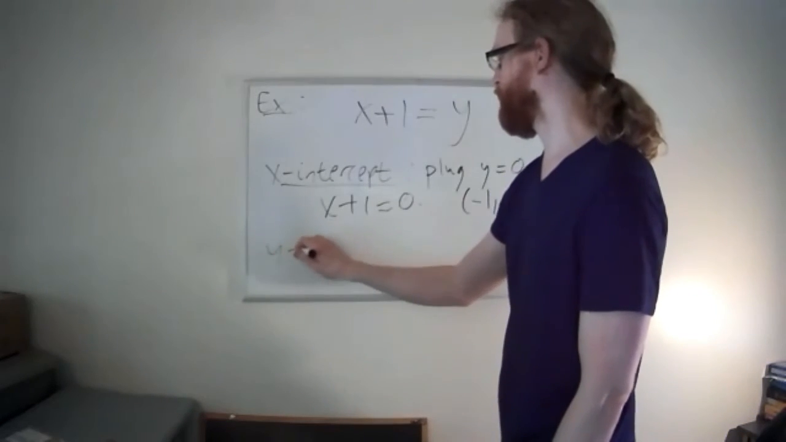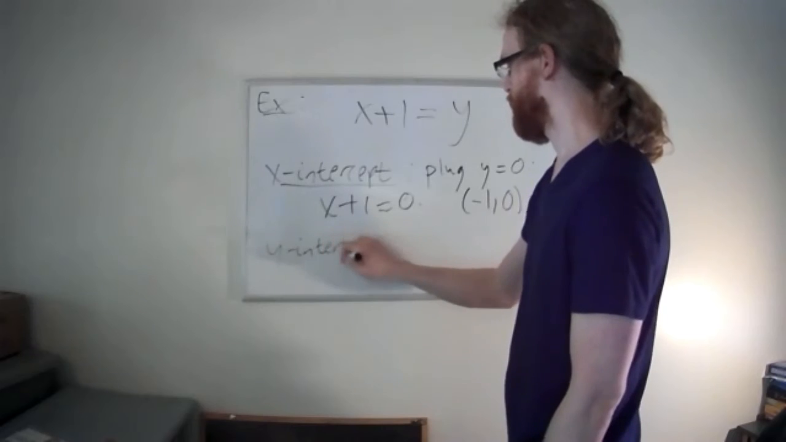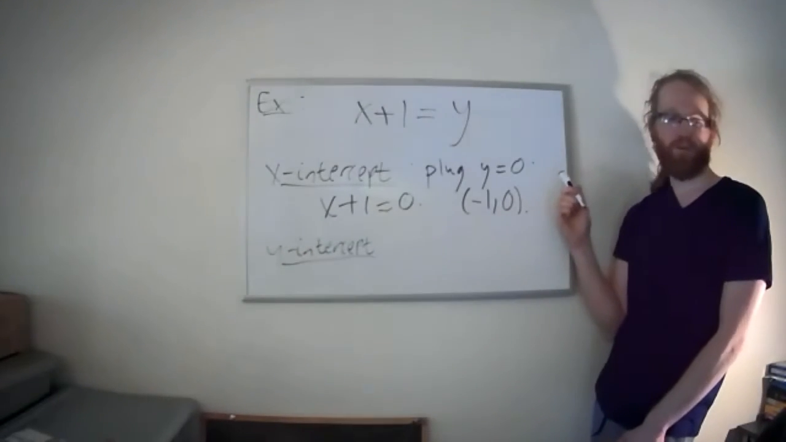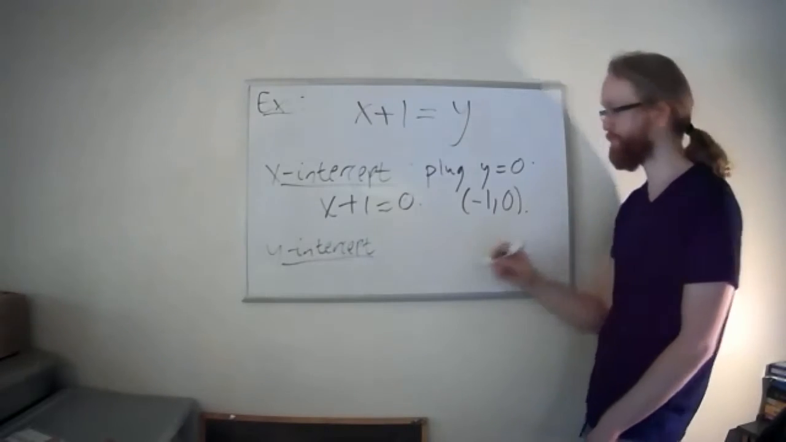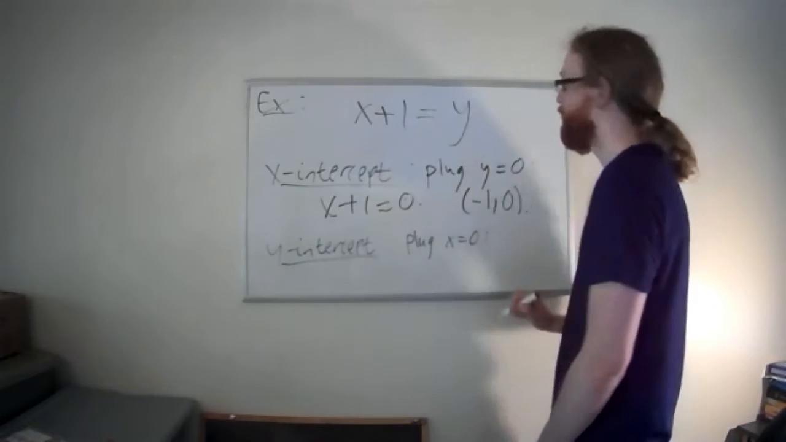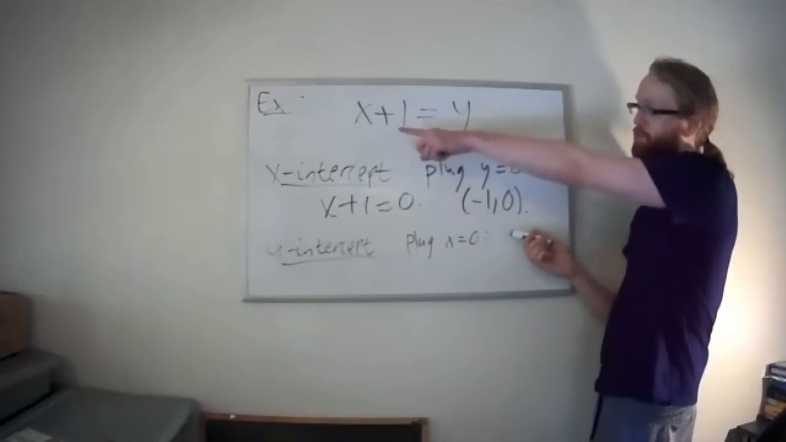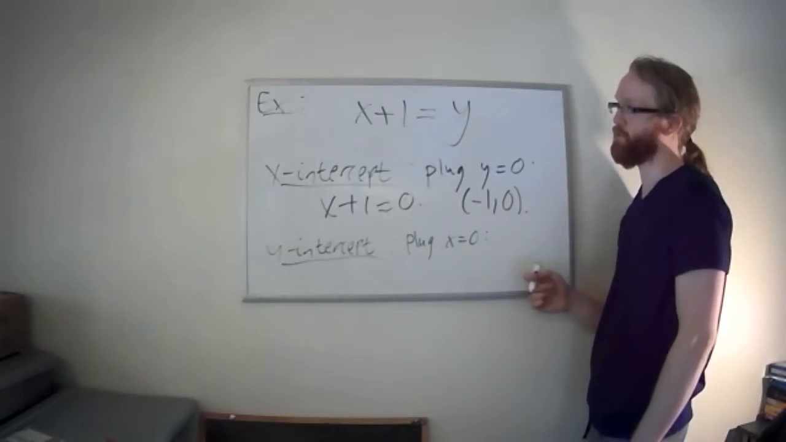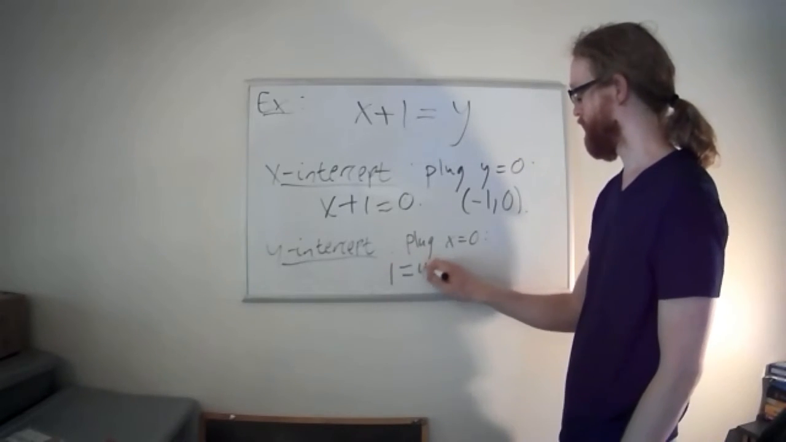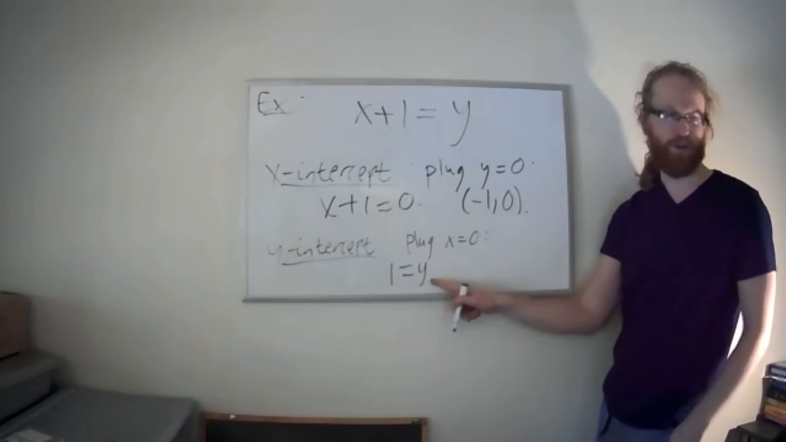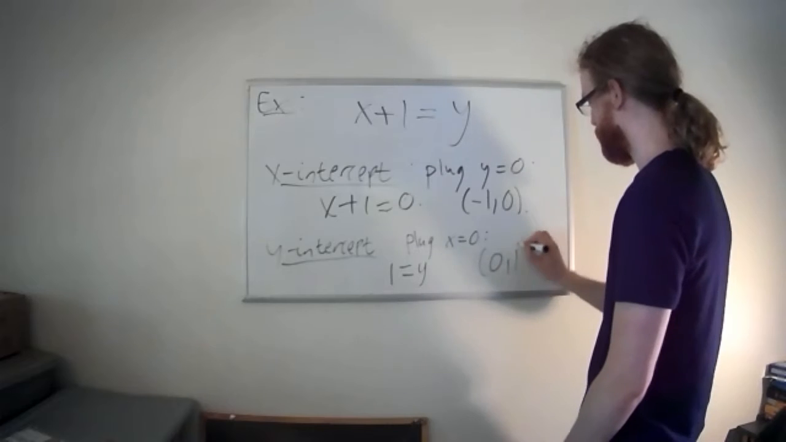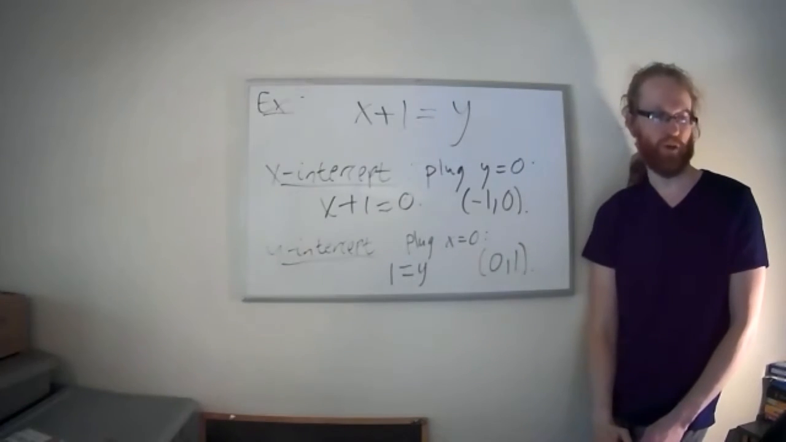And we do the exact same kind of thing for the y-intercept. Although now instead of plugging in y equals 0, we're going to plug in x equals 0. And what does that give me? If I plug in x equals 0 in my original equation, I get 0 plus 1 equals y. So I just get 1 equals y. I don't have to do anything here. This tells me right away that y is 1. So my y-intercept is 0 comma 1.